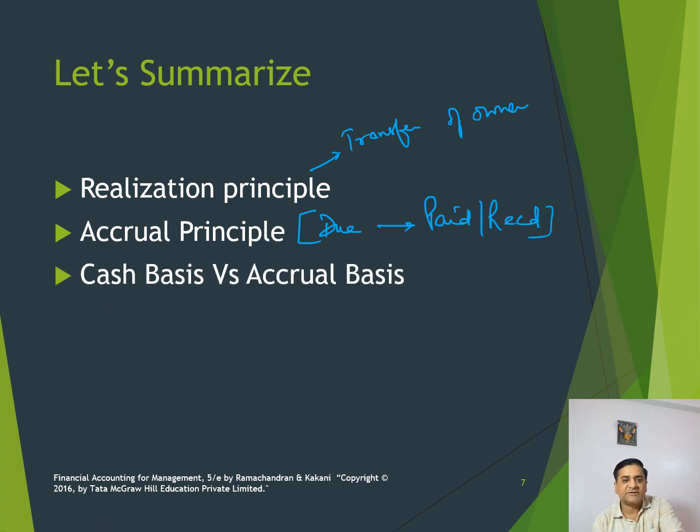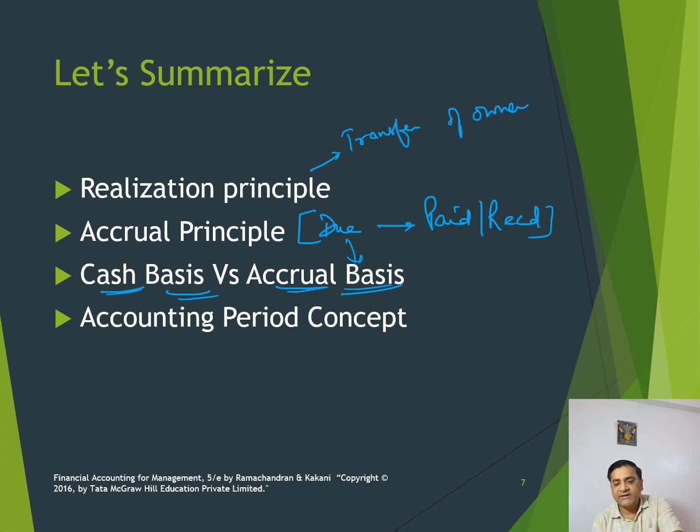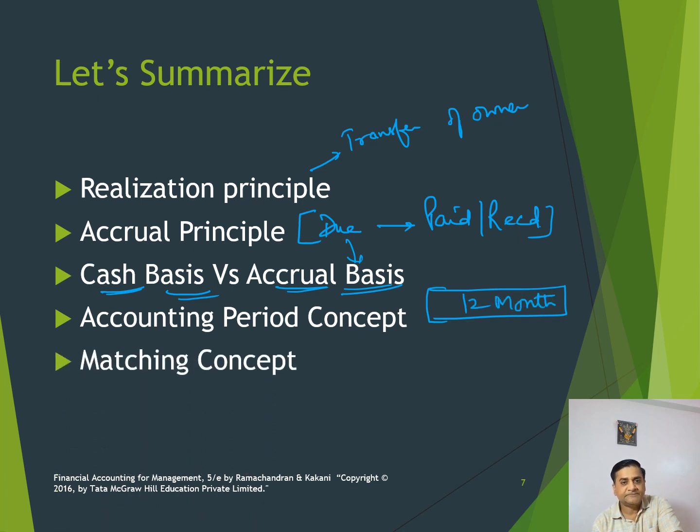Right? The next principle was cash basis versus accrual basis, which says in cash basis you record the transaction only when the actual cash is received or paid, whereas in case of accrual we record the transactions based upon when the amount is due. The accounting period concept says you need to prepare the records for a period of 12 months, which is the accounting period. The matching concept says you need to match the income for a period with the expense of the same period. Then only you get the profit or loss for the same period.